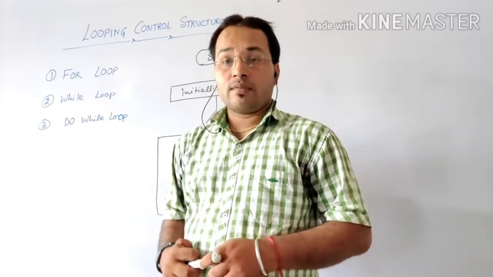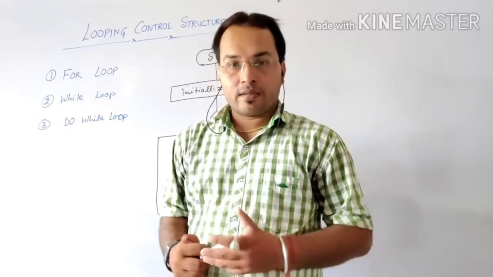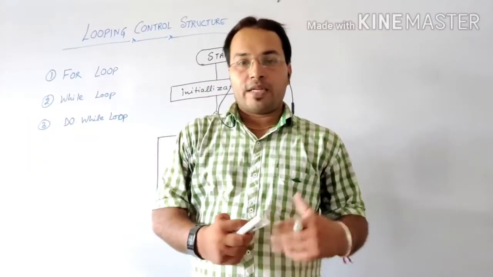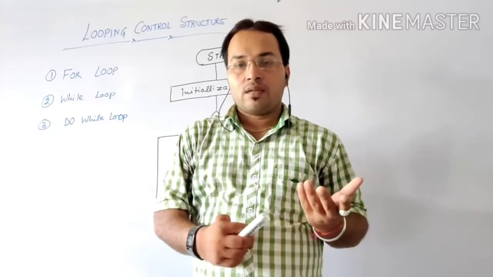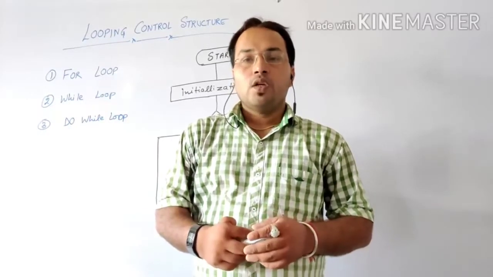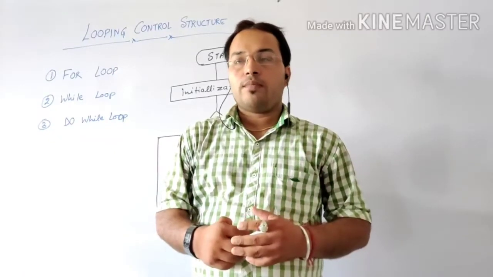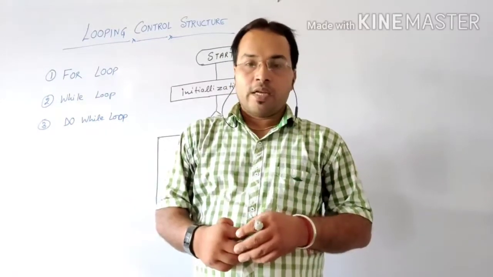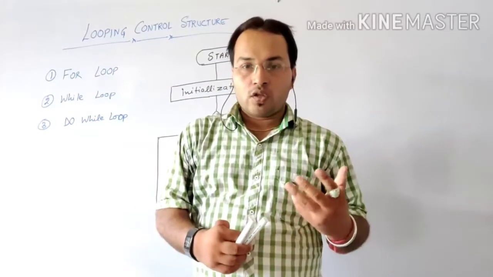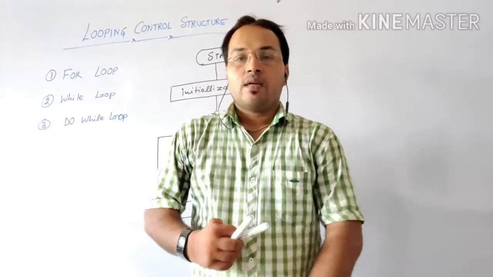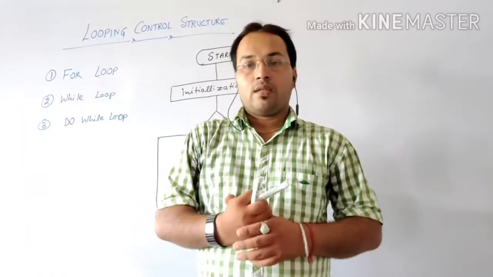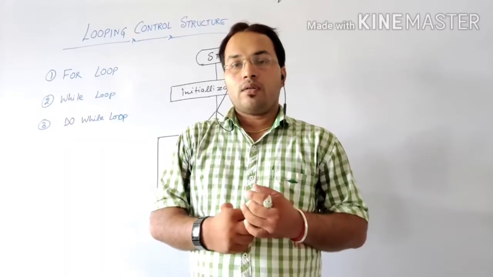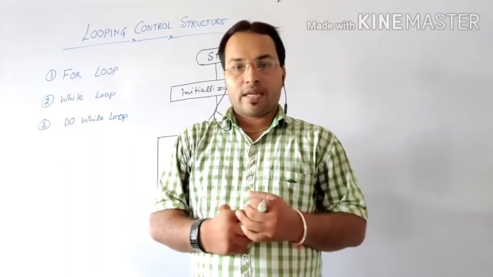Looping control structure. Looping means repeating the same statement many times. If we are repeating many times, that means we are just wasting our time. To overcome this problem, Java gives us the facility of looping control structure. In looping control structure, we save our time as well as our energy by not writing the same lines of code many times. We can save our time.